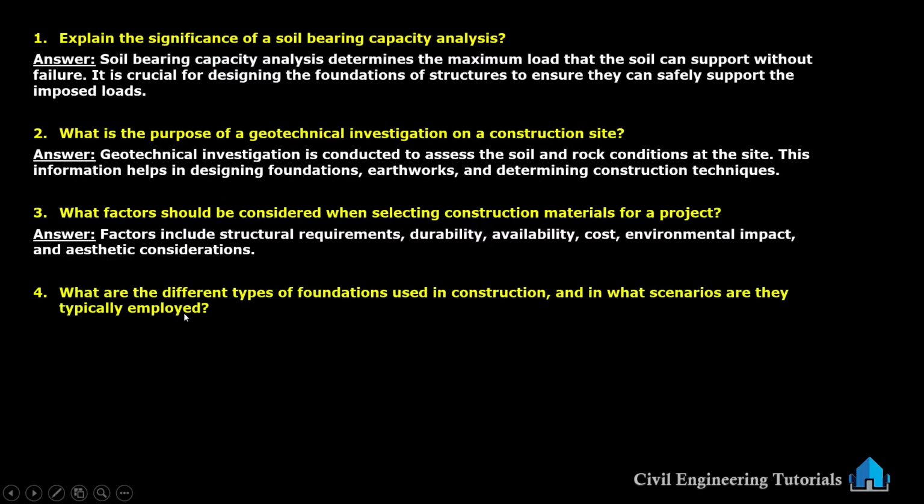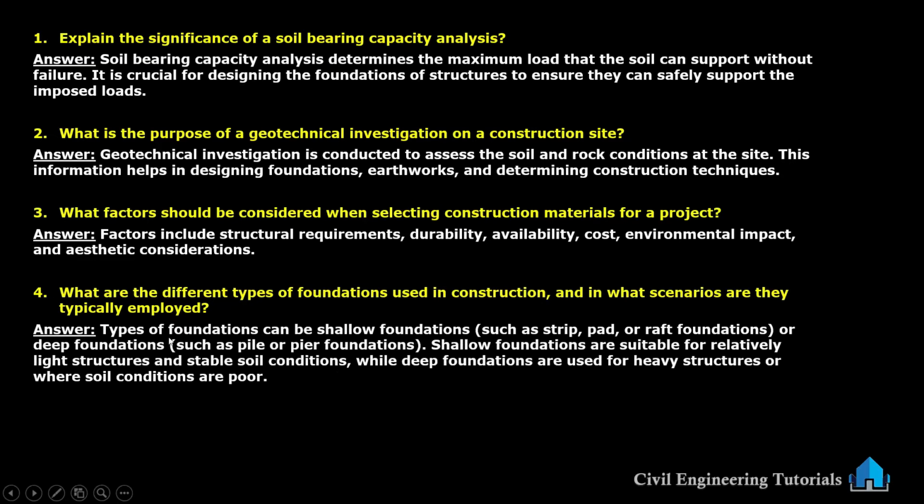What are the different types of foundations used in construction, and in what scenarios are they typically employed? Types of foundations can be shallow foundations such as strip, pad or raft foundations, or deep foundations such as pile or pier foundations. Shallow foundations are suitable for relatively light structures and stable soil conditions, while deep foundations are used for heavy structures or where soil conditions are poor.